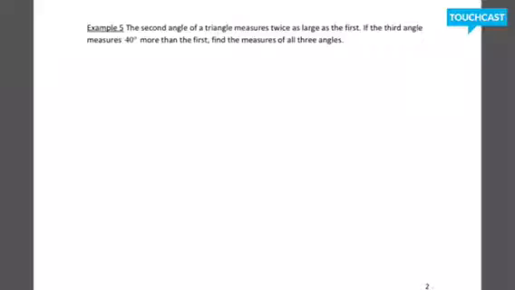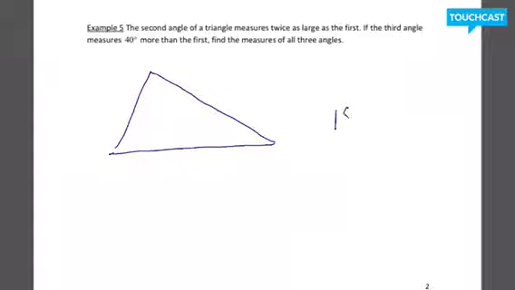Example 5 says, the second angle of a triangle measures twice as large as the first. If the third angle measures 40 degrees more than the first, find the measures of all three angles. Well, first we have to know that in a triangle, the angles all add up to 180 degrees. So let's say we have a first angle, a second angle, and a third angle. And please know that these are not drawn to scale. I don't know quite what the scale is yet. So the three of them are going to add up to be 180 degrees.